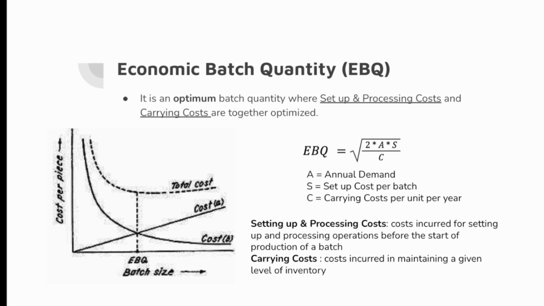One of the important concepts in batch cost sheet is economic batch quantity, EBQ. This formula is very similar to your EOQ. The only difference is that instead of ordering cost, here you will have setup cost per batch. What is the setup cost?